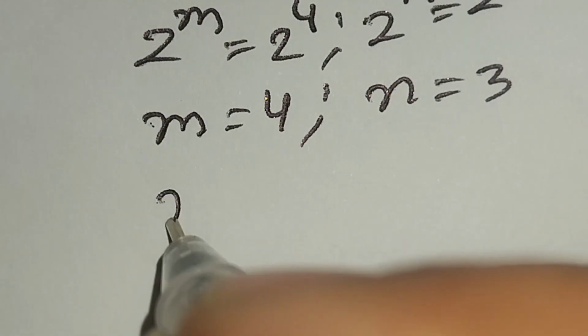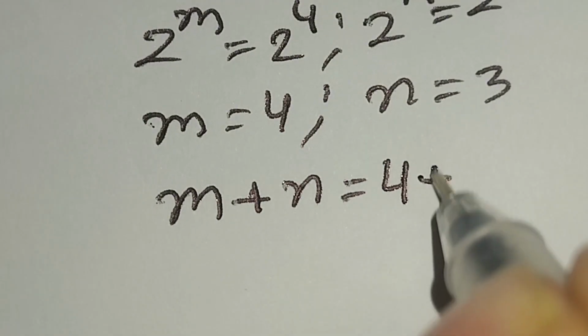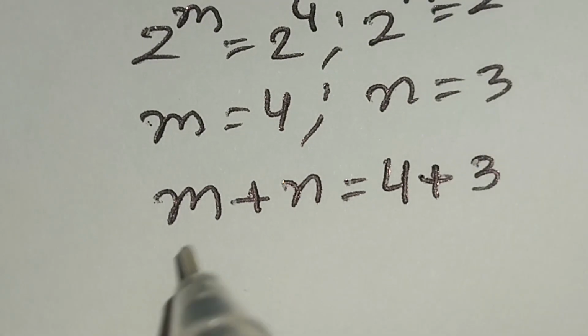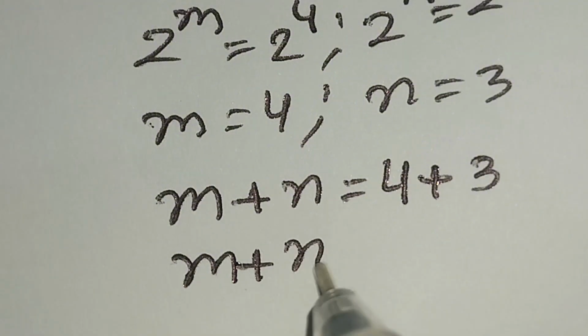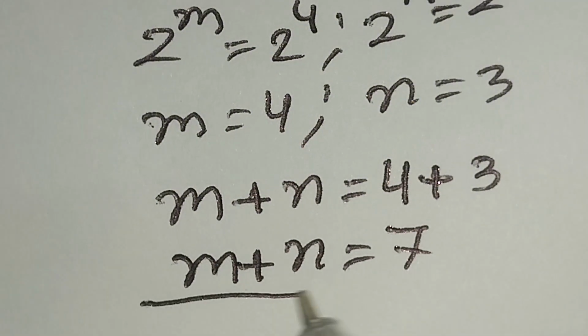Therefore we can write m plus n equals 4 plus 3. M plus n equals 4 plus 3 gives us 7, and this is the correct answer.